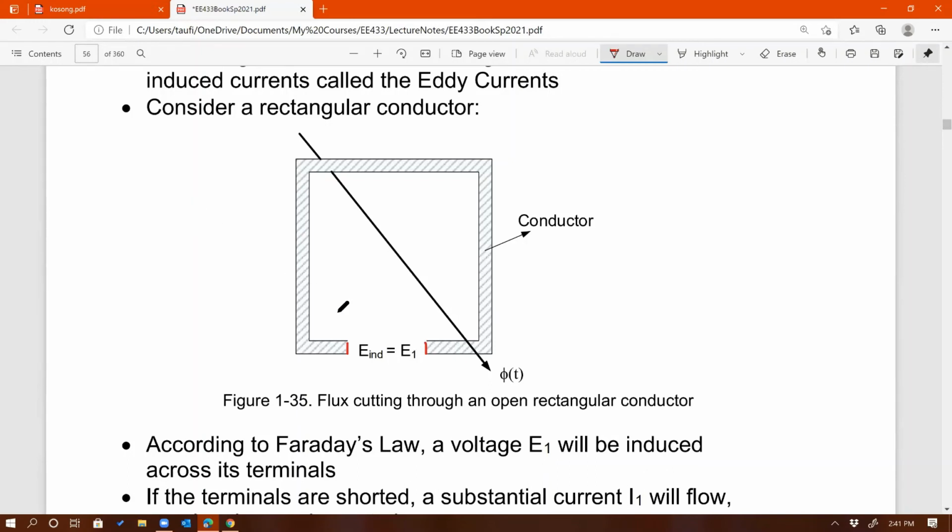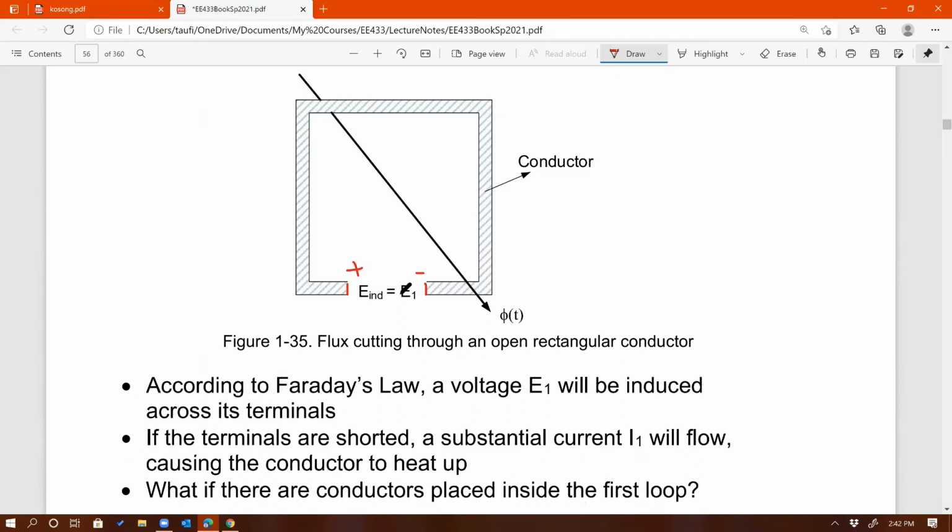Is it plus minus this way? You can double check. But anyhow, you're going to get some induced voltage across that open terminal, right? So then what happens if you short this terminal? What's going to happen? If it's open, you have induced voltage, and this is a conductor, okay? But then if you short this, what's going to happen?